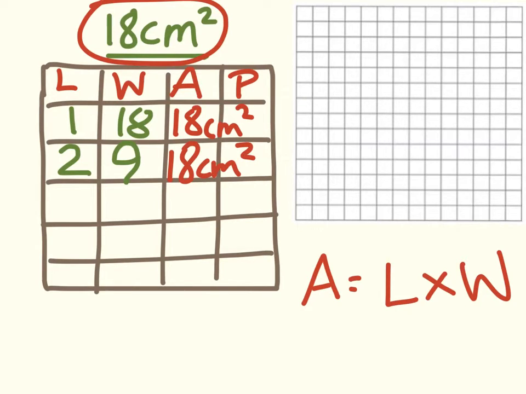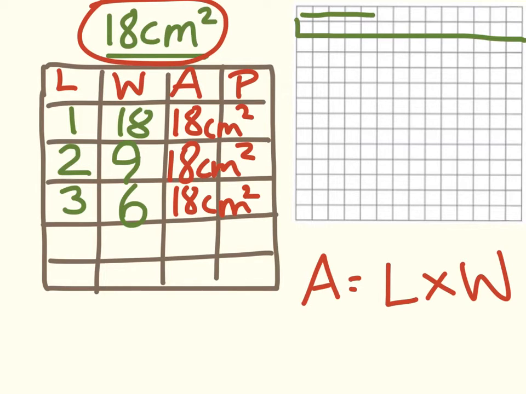Is there any other way to get 18? You know what? There is. 3 times 6 is another way to get 18. So with 18 centimeters squared, there's actually 3 types of rectangles we can make. Let's draw them. We can make a 1 by 18, and I think that's going to be a little bit too big for our table. So 1 by 18 would be 1 wide and 18 long. But I think this is only a 14 long chart, so it would actually go off the chart. Ooh, my bad. Sorry about that, everyone.